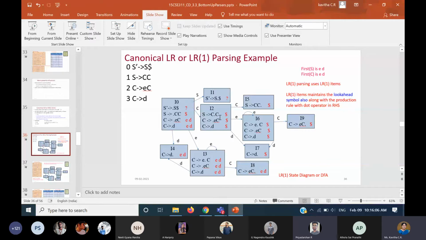See, at any state, whenever some dot appears, and after the dot, if a non-terminal appears, you're going to expand those rules with respect to that non-terminal. Whenever you expand that non-terminal, I expanded both the C rules. After this, whatever I expanded is nothing but some substring, say beta, and some lookahead symbol, say A. It need not always be dollar. After this symbol, whatever comes, I will find the first of that substring and also concatenate it with dollar.